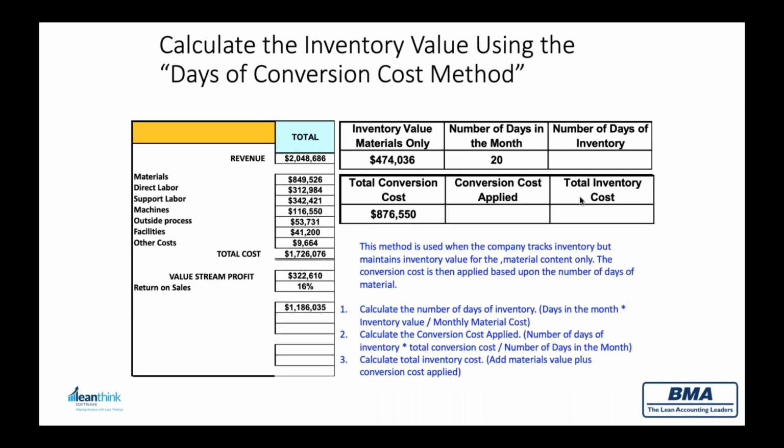The days of conversion cost method is good to use if you are keeping your material cost in ERP and using last price paid or average cost. What you do is you have your material value and you determine the number of days of inventory. So in this case, we have 11.61 days of material inventory on hand. So we take the ratio of 11.61 over 20, and multiply that ratio by the total conversion cost to get how much of the conversion cost needs to be in inventory, which is $489,000.